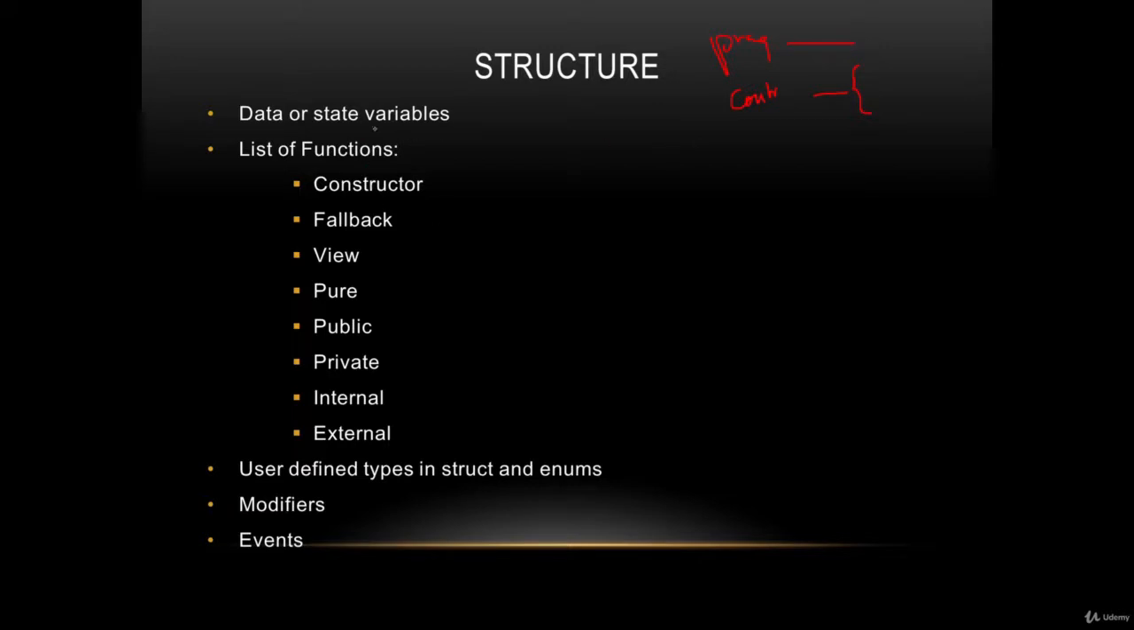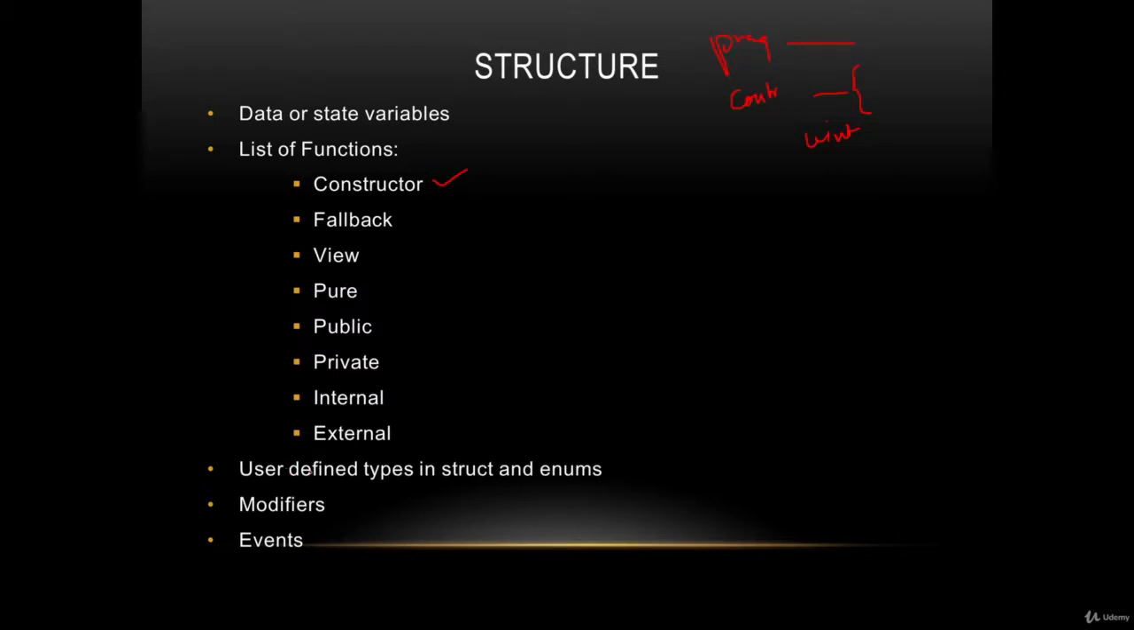Then you will have some data or state variables. So you might have a uint, you might have an address, you might have a string, like that. Then the list of functions. How should the functions go? First, you should always bring the constructor, as it is the first function to be called. Then a fallback function. A fallback function is basically the one which takes money into the smart contract. Then we have view functions, pure functions, public, private, internal, external, all such stuff. We'll discuss everything in our lab class.